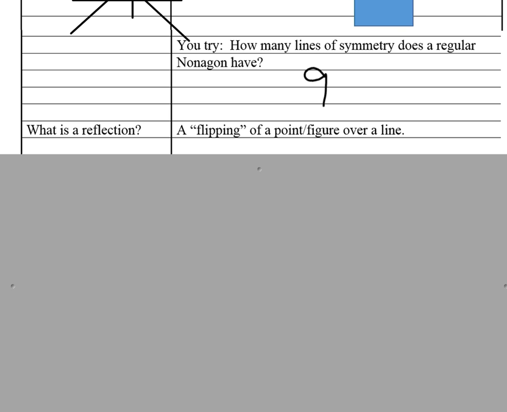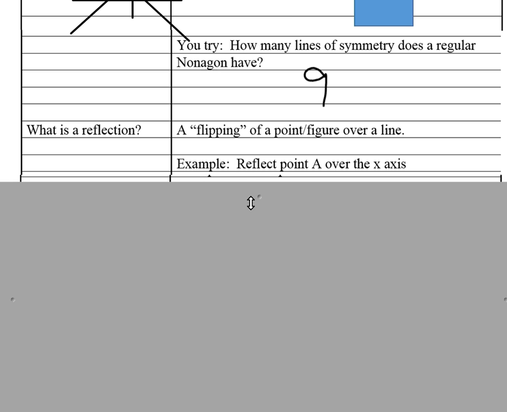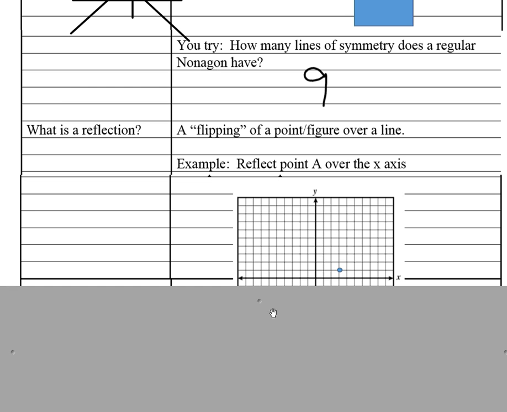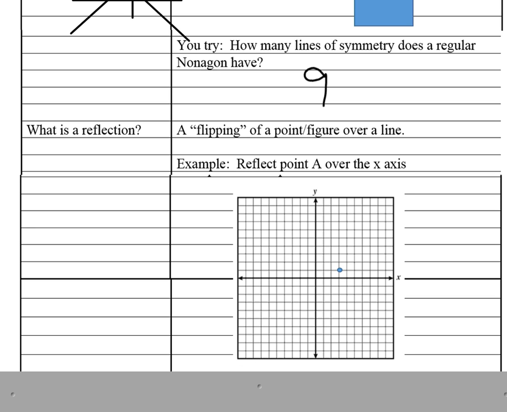Our next transformation that we're going to talk about is a reflection. And a reflection is a flipping of a point or figure over a line. You'll be told what that line is, and when you reflect a point or an image over the line, it has to be equidistant from its original point from the line. So for example, we're going to reflect point A over the line of the x-axis. So you're going to use one of your coordinate planes that you were asked to grab from the front table, glue it into your notebook, and plot the point 3, 1 on the coordinate plane.